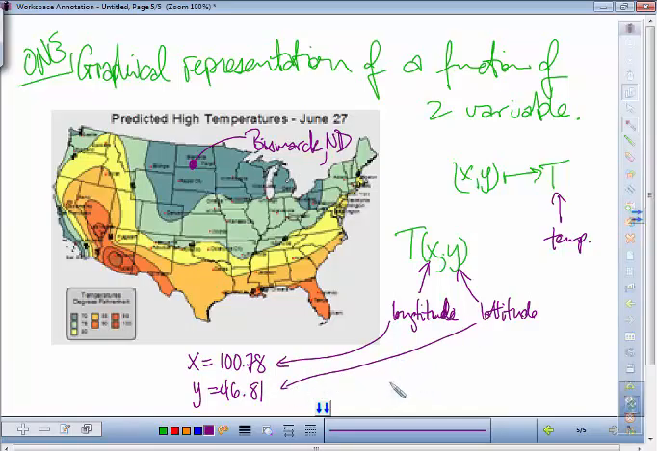And then your output, t, when we put in 100.78 and 46.81, would give an output of whatever the temperature is here. So that's probably really cold. This is in June. I can't even see that. I'm just going to guess 70. So we can say that the output would be 70 in this case. Okay? Does that make sense?